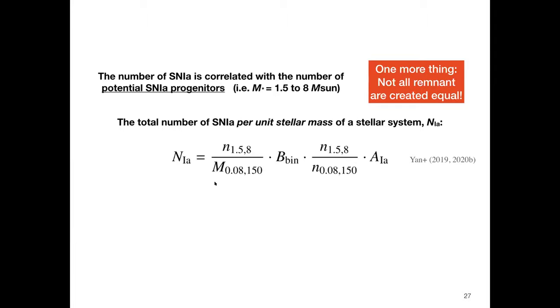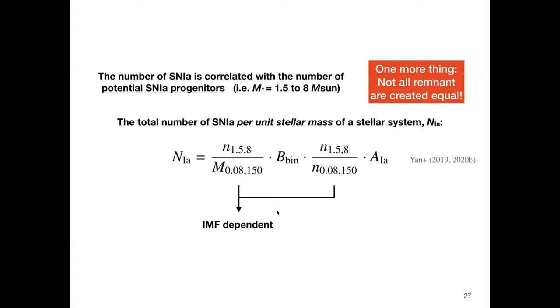Basically, the first term tells you how many stars are within the mass range of 1.5 to 8 solar mass per unit stellar mass. This is the total mass of the stellar population. The second term tells you how many of such stars will form a binary. The third term is the probability of the companion star also having the correct mass range. The final term gives you the realization fraction: how many of these systems will end up with type Ia supernova eventually?